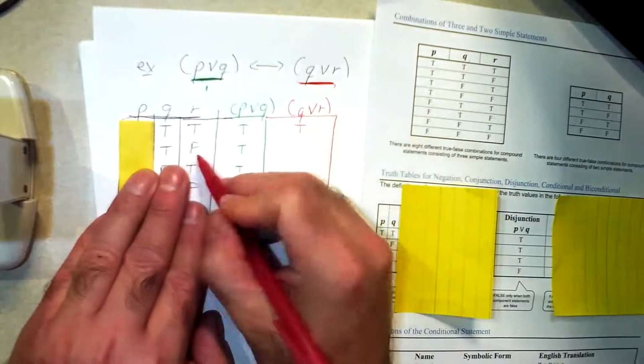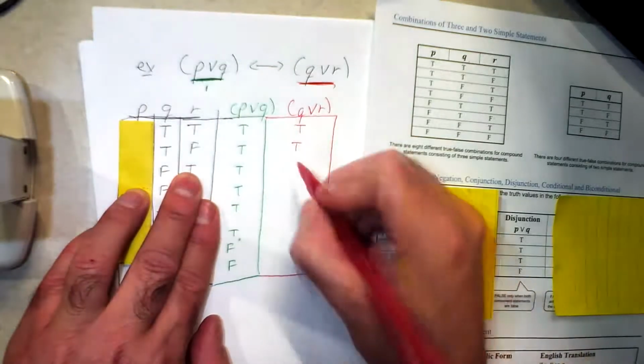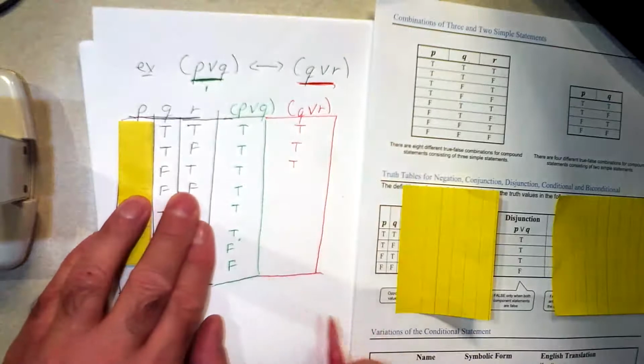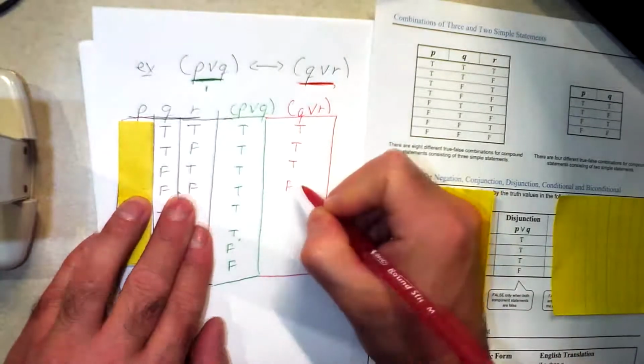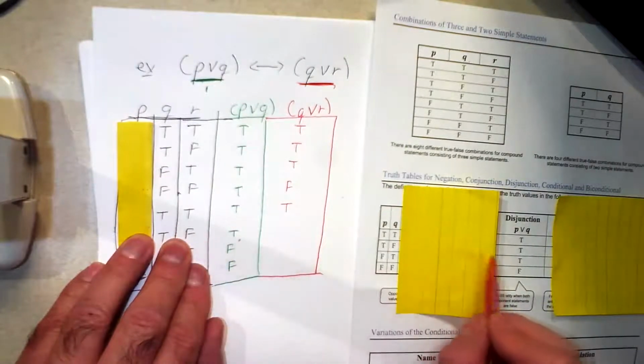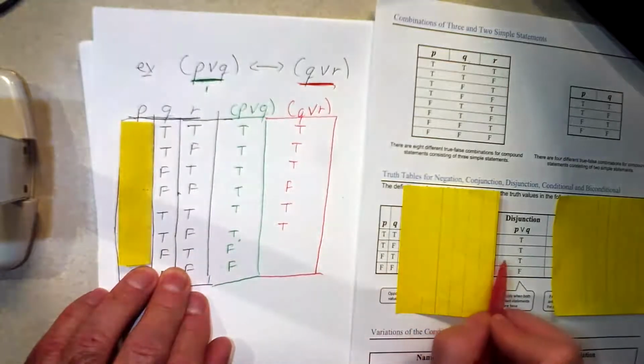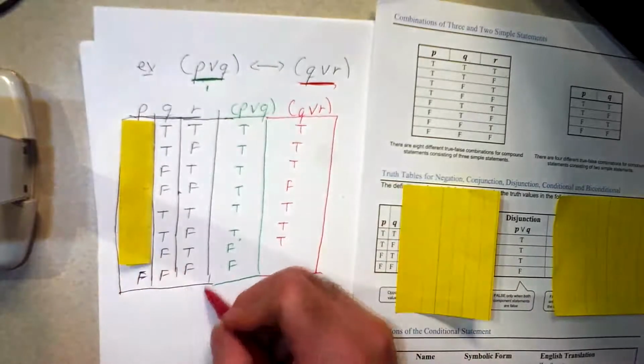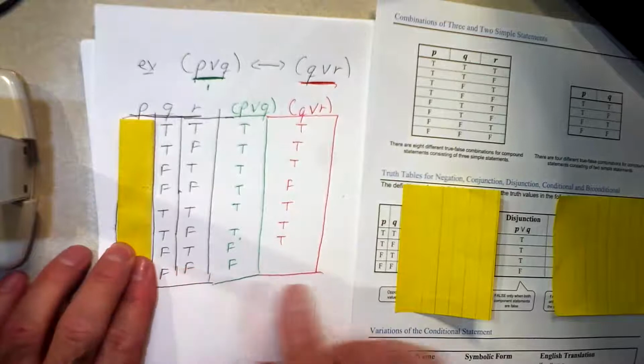Okay, so here we go. TT is T. TF is also T. FT is T. FF is F. TT is T. TF is T. FT is T. And FF is F.